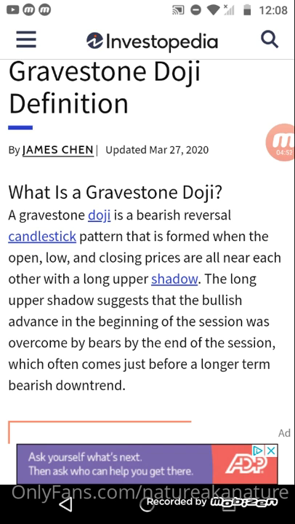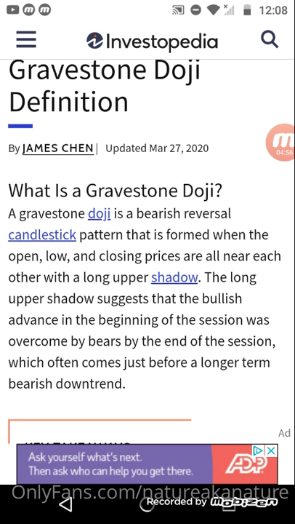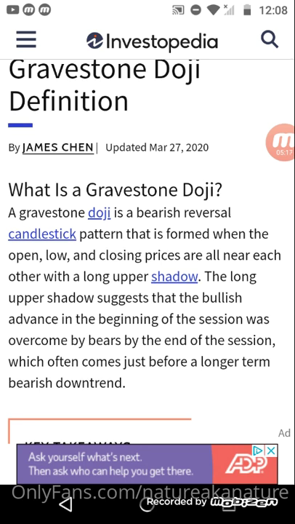But like I said, the pattern forms when it opens and closes, but it closes at the price at the bottom, at the end. Which means the beginning of the session was overcome by bears. It started off bullish, but it was overcome by a bearish move, which created that inverted T, that upside down T.